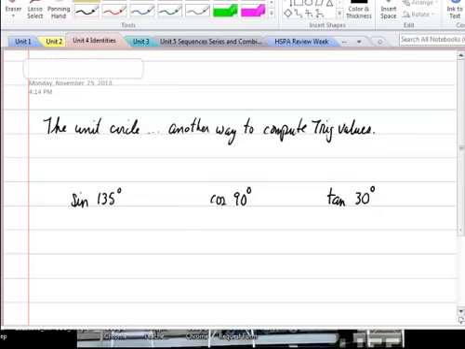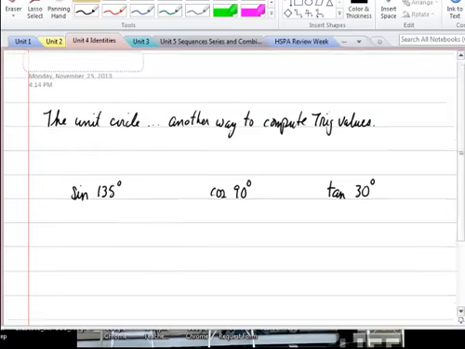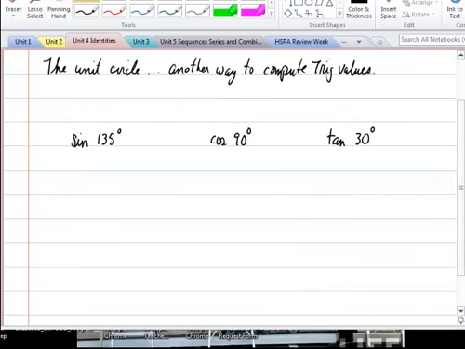Hello everybody, my name is Mr. McAllen and I'm going to be talking today about the unit circle, and I'll be talking about it as another way to compute trig values. I'm going to first start off with the way that we have been working with trig values in the past.